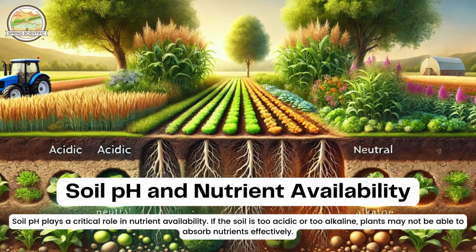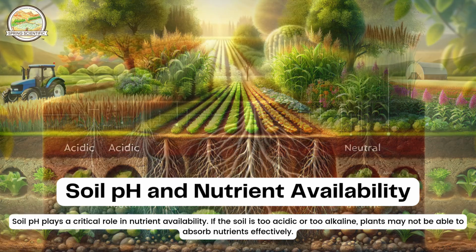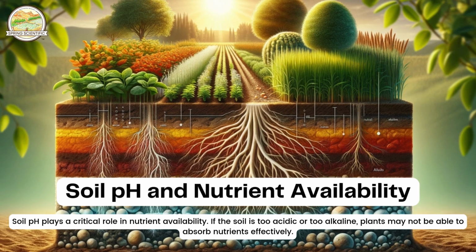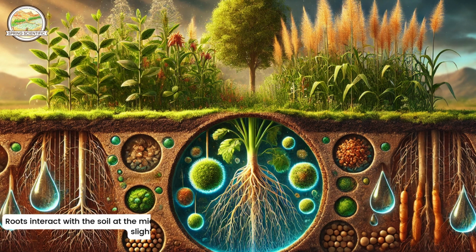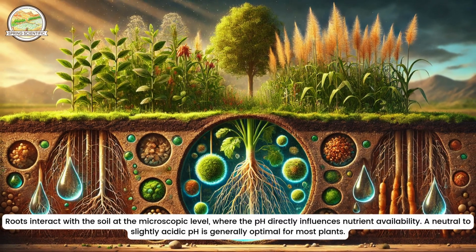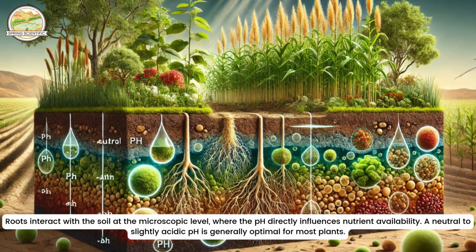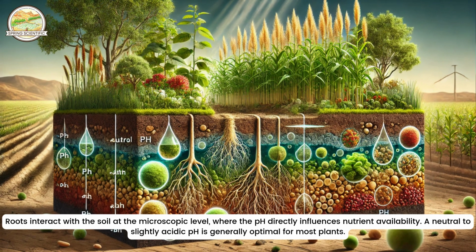2. Soil pH and nutrient availability. Soil pH plays a critical role in nutrient availability. If the soil is too acidic or too alkaline, plants may not be able to absorb nutrients effectively. Roots interact with the soil at the microscopic level, where the pH directly influences nutrient availability. A neutral to slightly acidic pH is generally optimal for most plants.